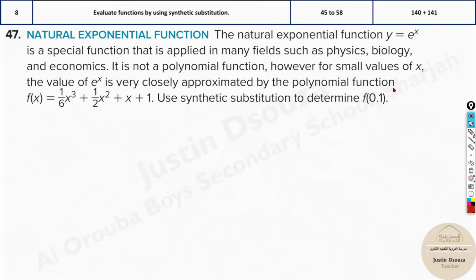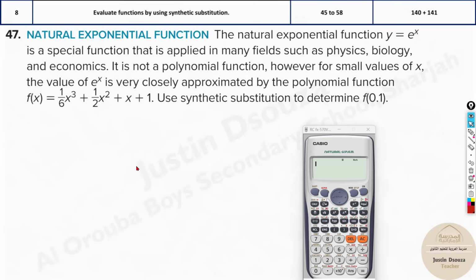But since it's again an MCQ part, no need of doing synthetic division. Calculator method is more than enough. Just type it out. It's 1 divided by 6, and then we have x to the power 3 plus half, that is 0.5, or you can write 1 by 2, it's fine. X to the power 2 plus x plus 1. And now don't press equal to, this is not the answer.